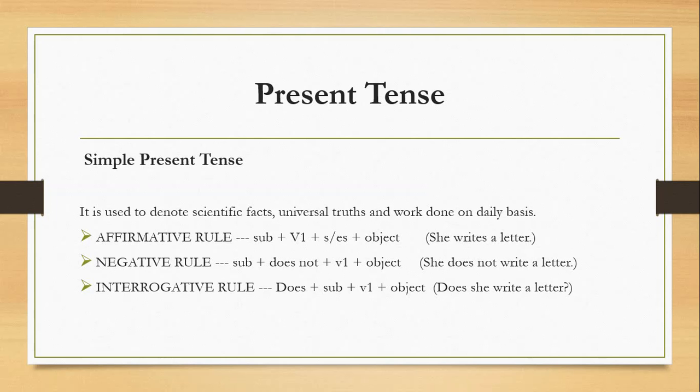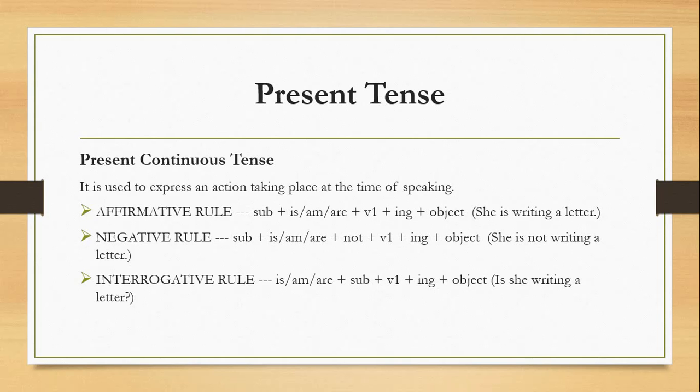For affirmative, subject plus V1 plus s or es plus object. For example, she writes a letter. Negative, subject plus does not plus V1 plus object. She does not write a letter. Interrogative, does plus subject plus V1 plus object. Does she write a letter? Do remember we have to put a question mark at the end of an interrogative sentence.